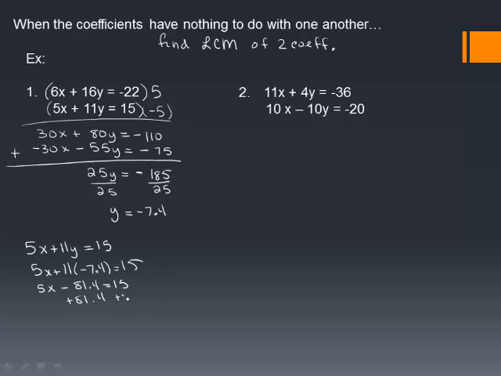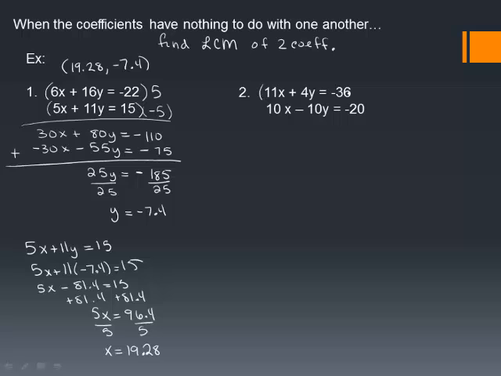I'm going to add 81.4 to both sides. So I'll have 5x is equal to 96.4, and dividing by 5, I get 19.28. So my solution to this system is going to be 19.28, -7.4.